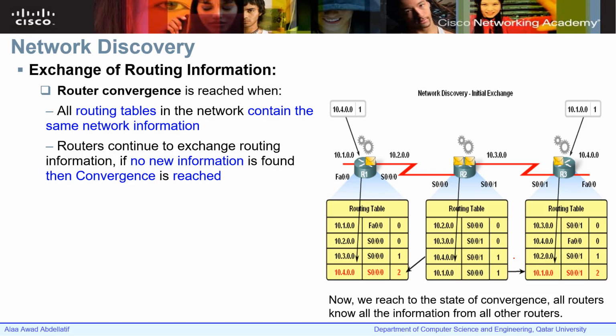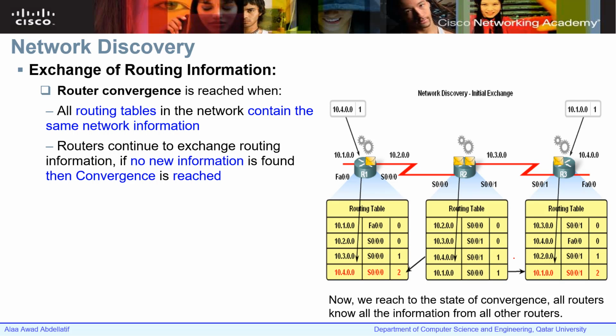And if I send this update again, will I change anything? No. If I send this to R3, will I change anything? No. It means that I reach convergence. No new information I will collect, or no new information I will add to the routing table. Okay? Any questions?